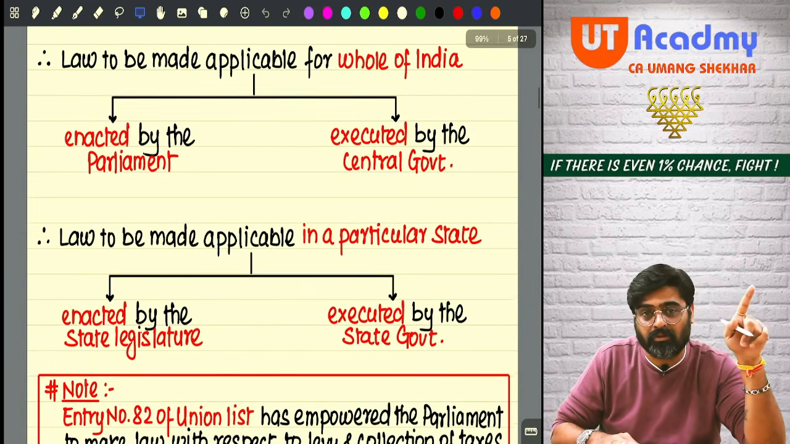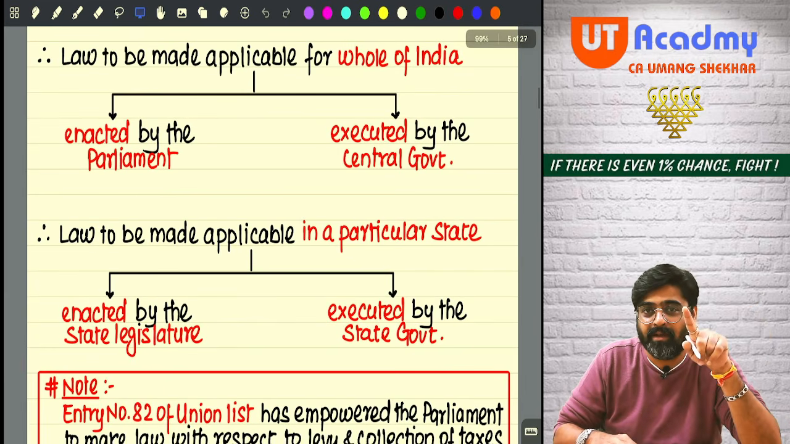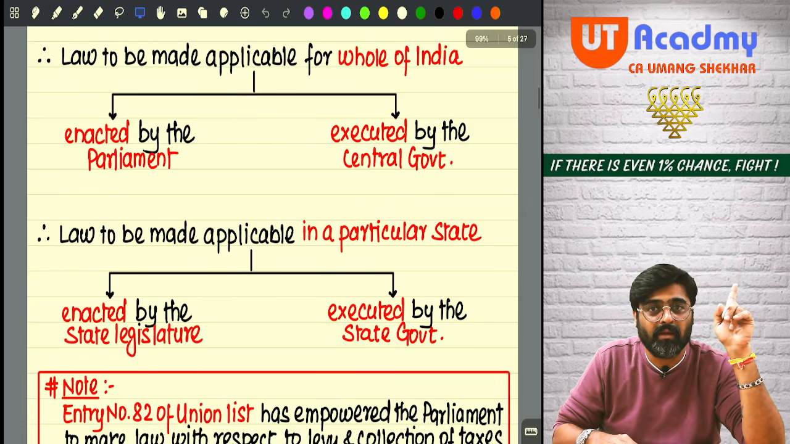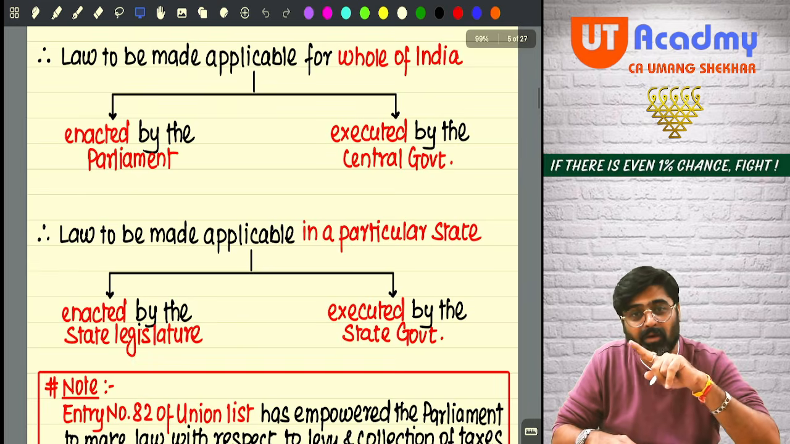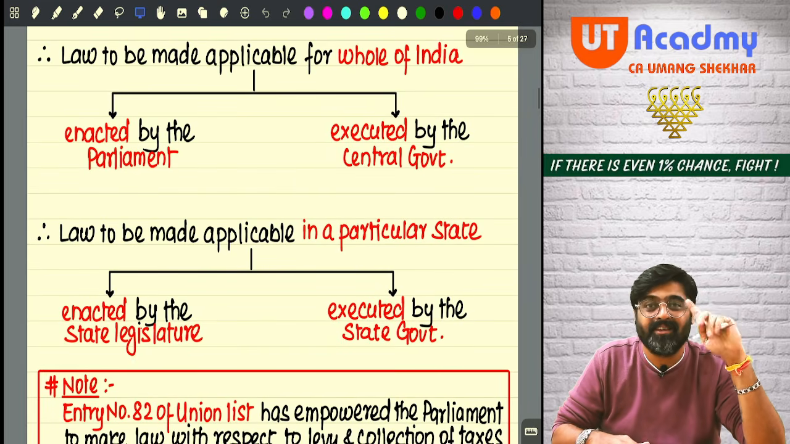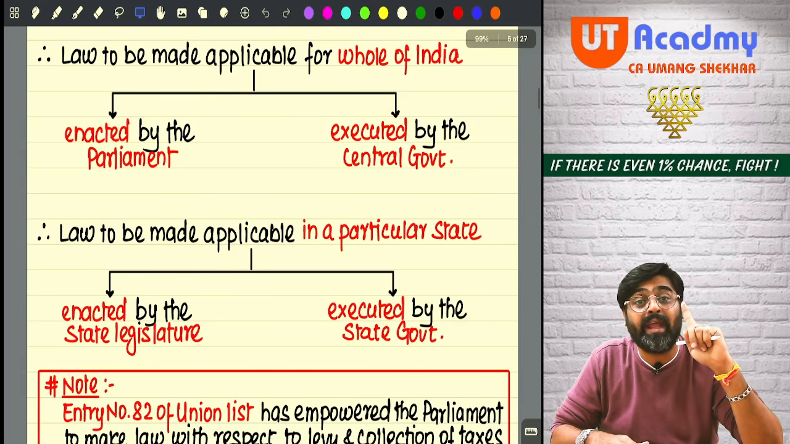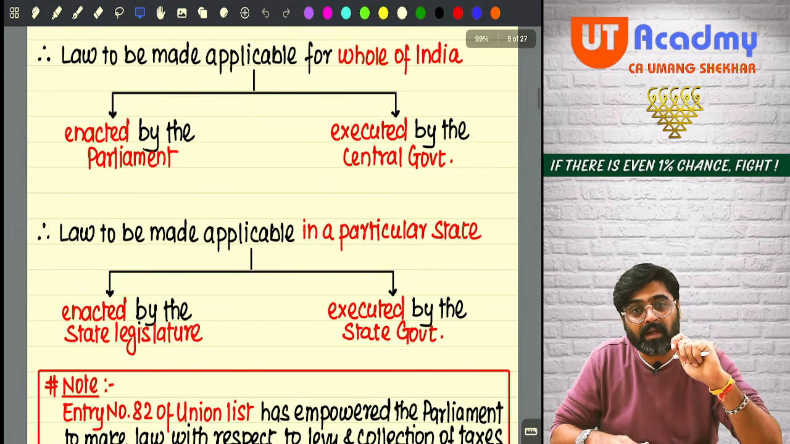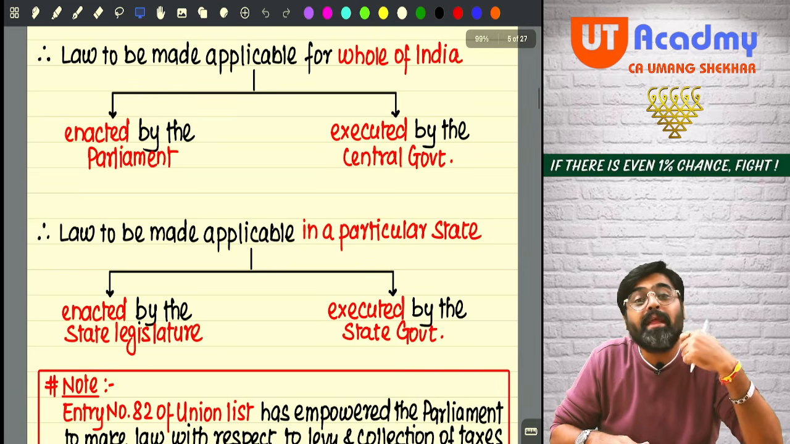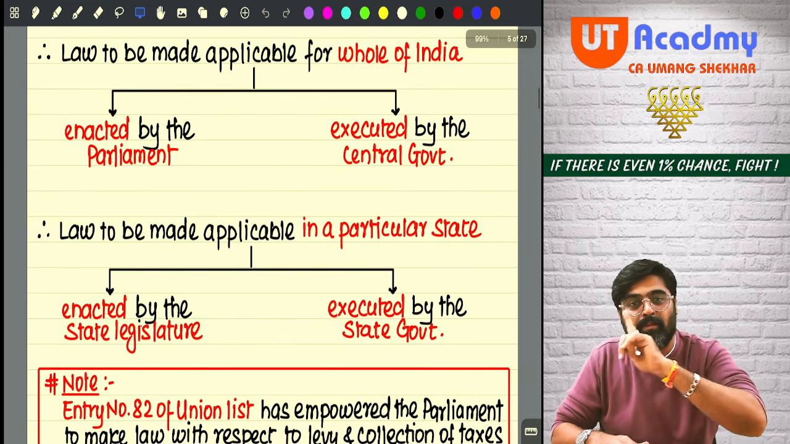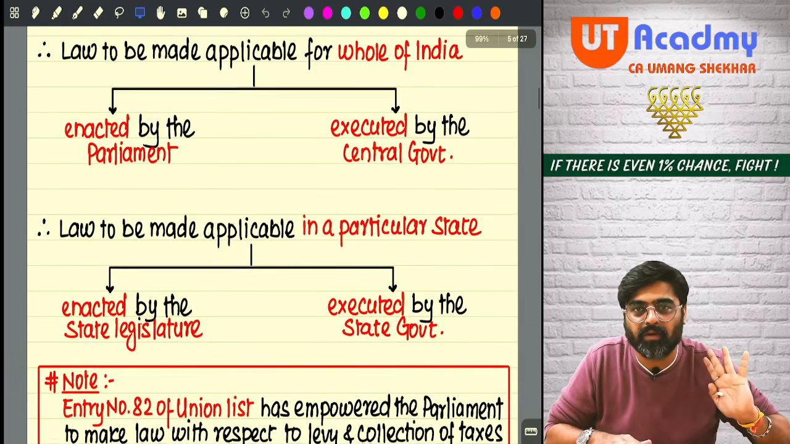Now, why have I written this separately? Because if someone asks who makes the law in India, you are never going to say central government or state government, okay? Who is making the law? Parliament or state legislature. Central government and state government are only executive bodies. Their duty is to implement or execute the laws made by Parliament and state legislature. That's it. Okay? Come on.